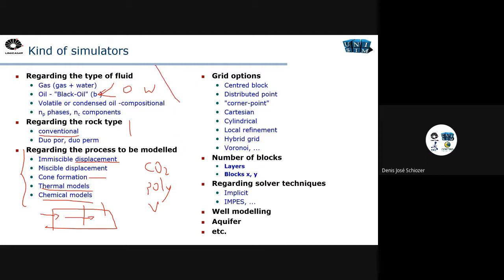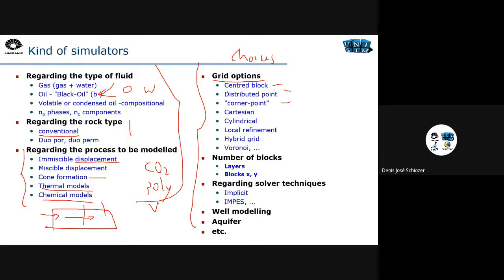So here are the physical aspects of the process, and here are the choices we are going to make for this. The first choice we're going to have is the grids. So we are going to have to select the grid for our model. We can use different types of grids.